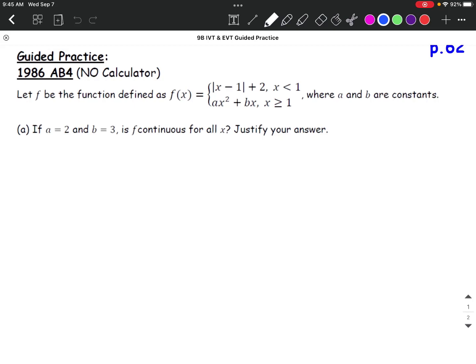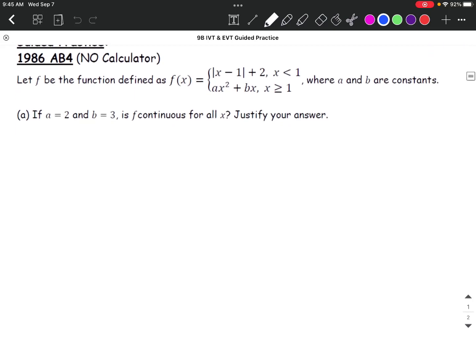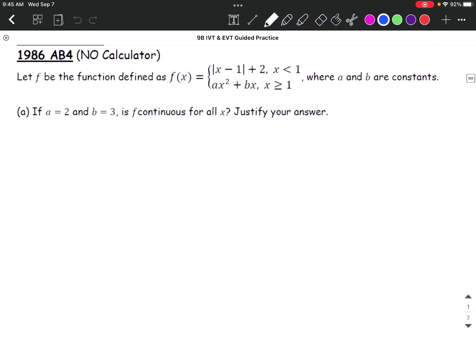It's just it used to be you'd have a whole problem on continuity, and then you'd have a whole problem on related rates and a whole problem on area. Now they mix it up. So it's in part A, part B, part C. They're all different concepts. Okay? So that's why sometimes I go back to the older problems just so we can focus on that one particular topic. So here we are, 1986 AB4, no calculator.